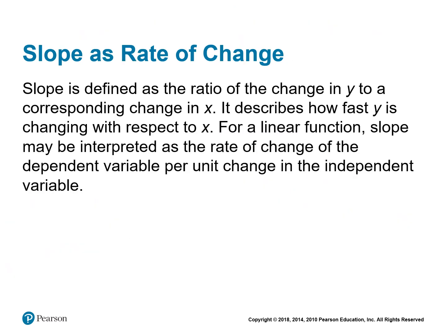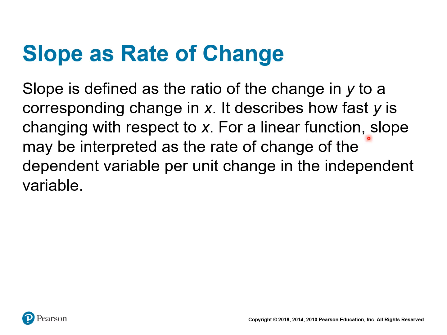Now we will talk about the slope as rate of change. One way of perceiving the slope of a line is also called the rate of change. Rate of change means how fast the y values change as we move along the x values of a line. Okay, so it says here slope is defined as the ratio of the change in y to a corresponding change in x. It describes how fast y is changing with respect to x.